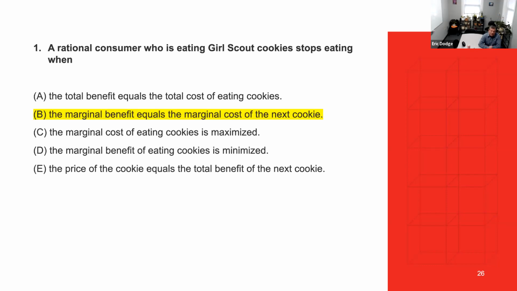Once you get to the point where the additional benefit is exactly offset by the additional cost, that's where you stop, because the very next one is going to have a marginal benefit that dips below the marginal cost. That means you enjoy it less than it costs you to consume it. I noticed that choice A was chosen. The total benefit equaling the total cost means that you have actually 0 net benefit, subtracting one from the other. And that's possible, but we think that wouldn't be the rational place to stop eating your cookies.